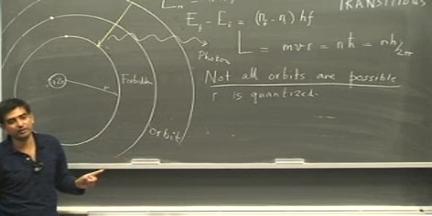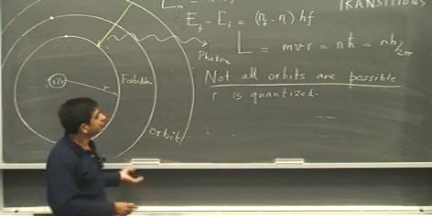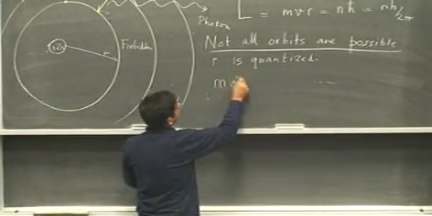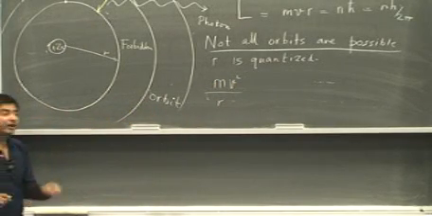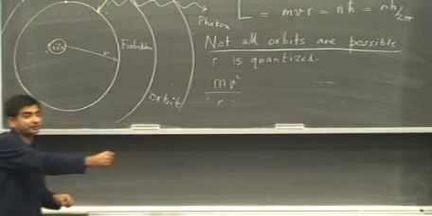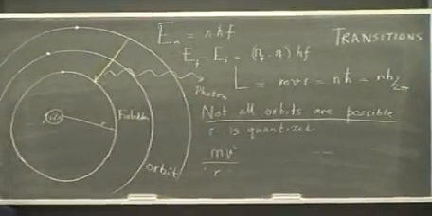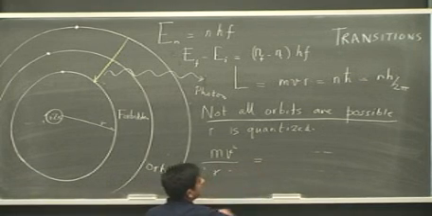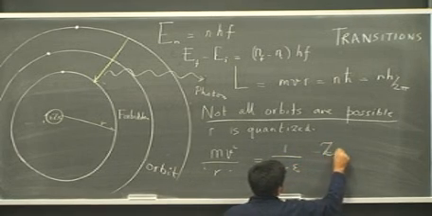And how do we prove that R is quantized? We do a simple mechanical calculation, and the calculation goes as follows. When the electron is revolving around the nucleus, there is a certain centripetal force, mv squared over R. That centripetal force is provided by Coulombic interaction. So again, Bohr used the Coulombic force, even though he had shown that the Coulombic force does not let the electron fall into the nucleus. But once the electron is revolving in an orbit, the centripetal force is being provided by Coulombic interaction, and that Coulombic interaction is 1 over 4 pi epsilon naught, Z e squared over r squared.